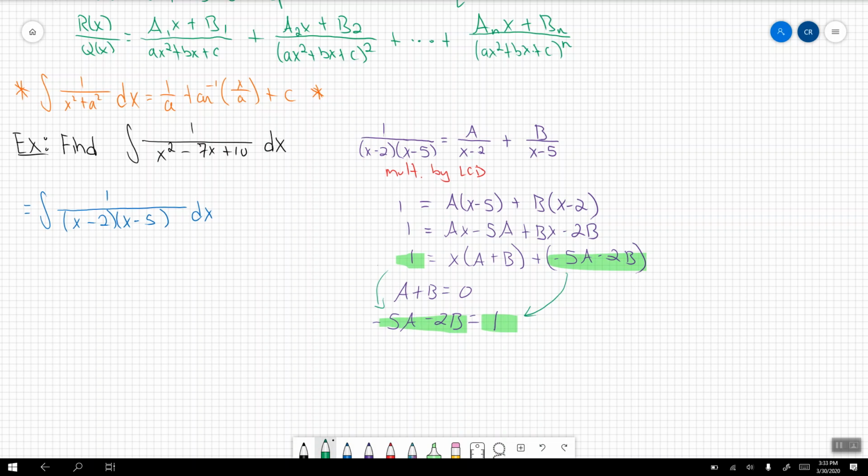So all we have to do is solve here. We have a system of two equations. We must solve it.